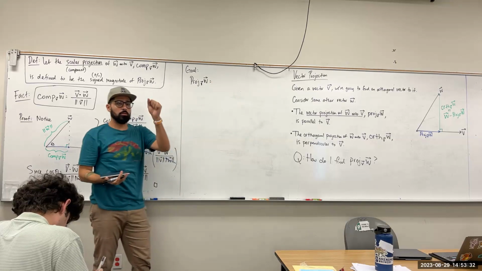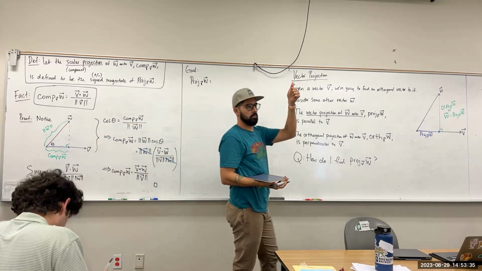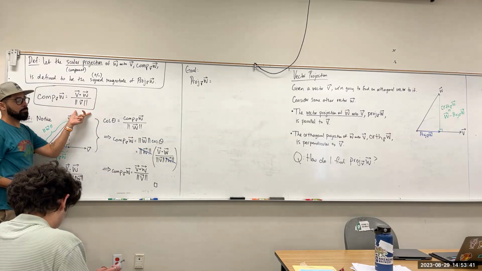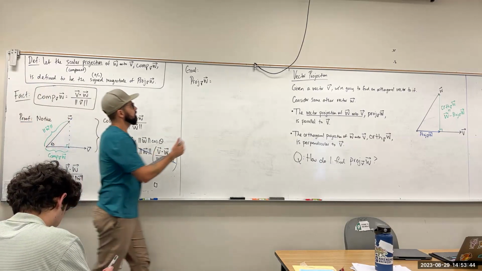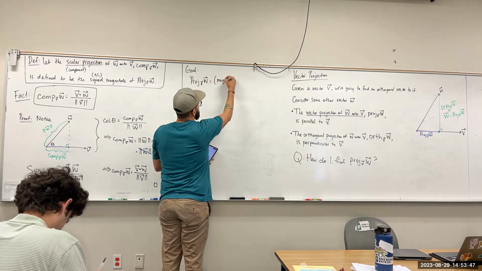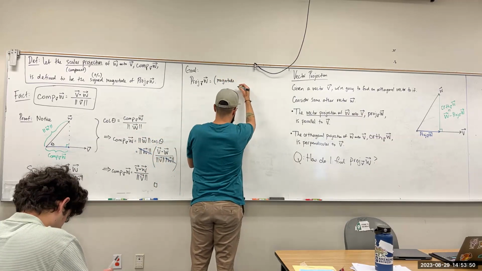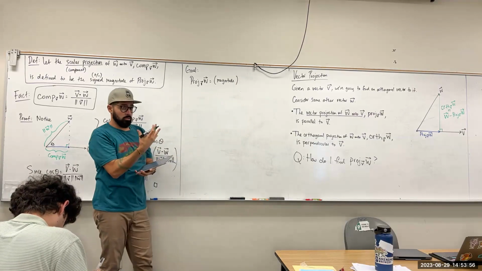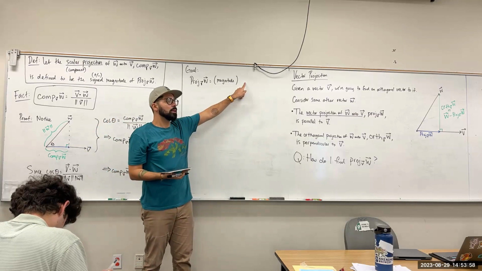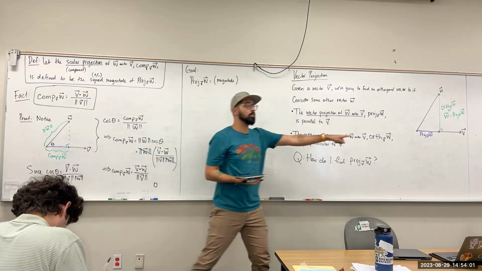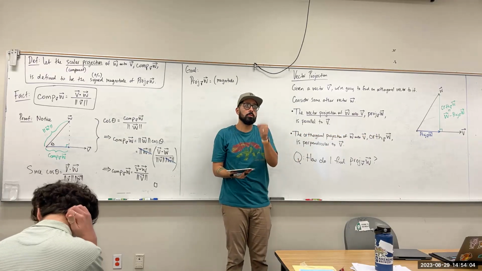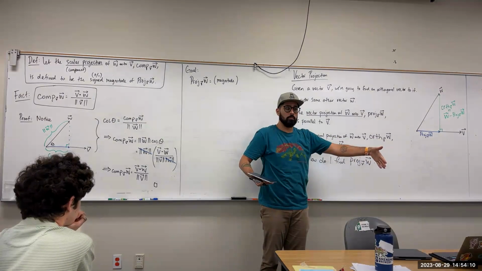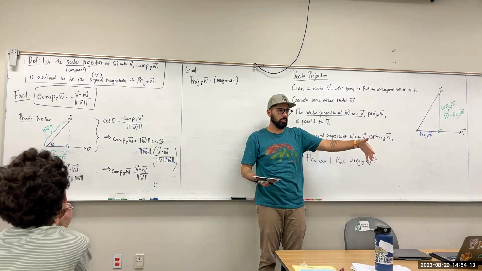But remember, a vector has what two things? What are the two things that make up a vector? Magnitude and direction. This gives me the magnitude, right? So if I can get the magnitude and a unit vector that points in the same direction, then I'm going to have a unit vector pointing in the direction I want, and then I scale it by the scalar projection. You guys kind of see that?